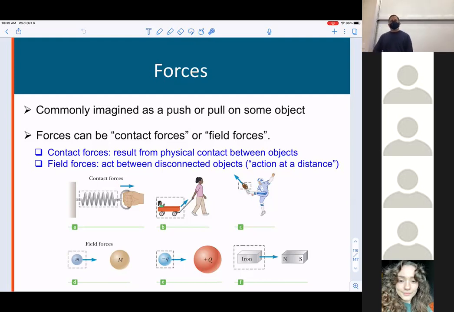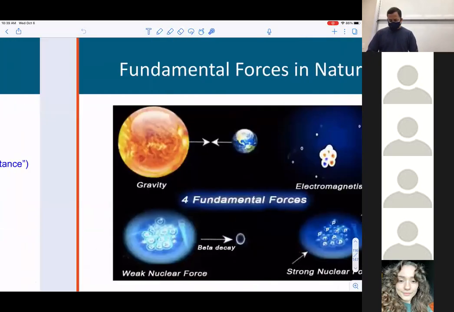So in physics 2, if you take physics 2, you will learn more about electrostatic forces at this microscopic level. But for the purposes of physics 1, we will be looking at macroscopic phenomena, and from there, it is most useful to classify things into contact and field forces. Any questions on that?